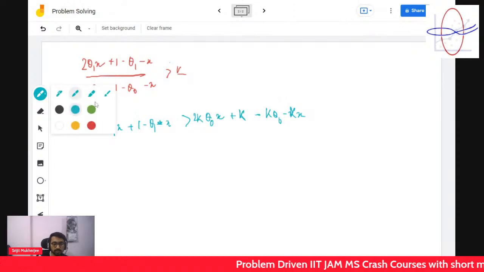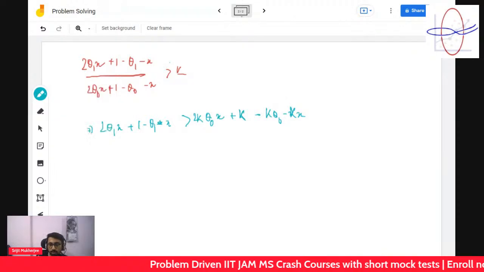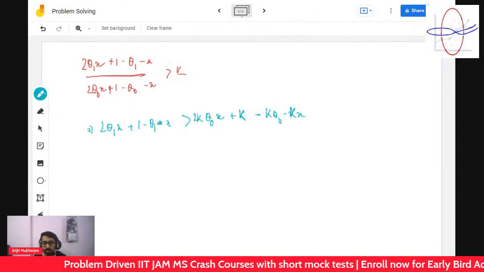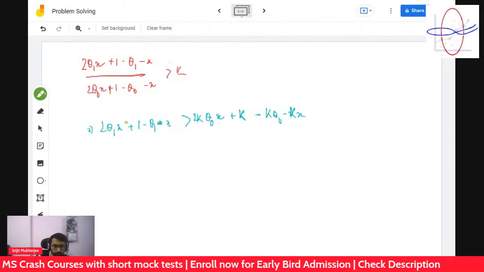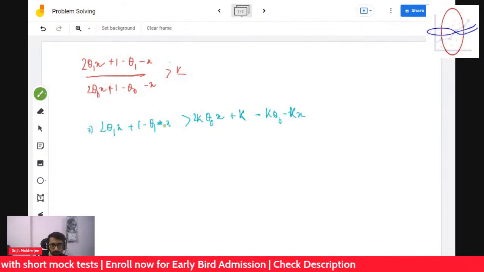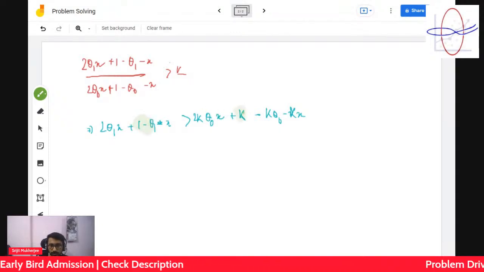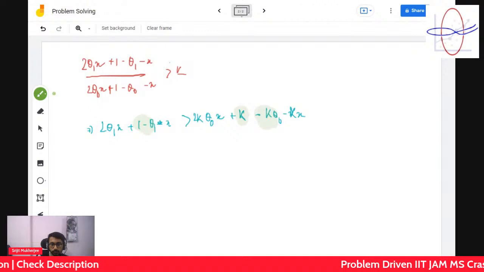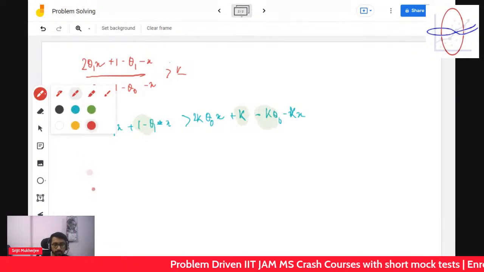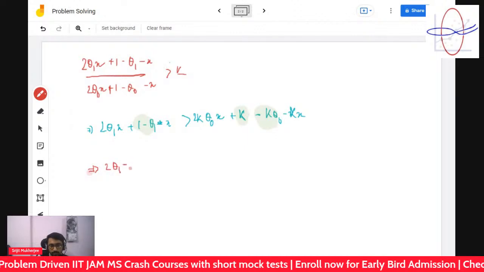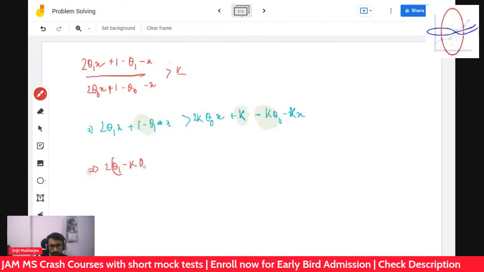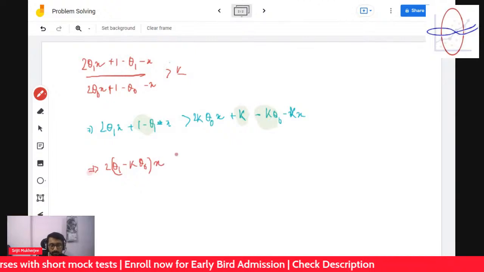Okay, so you understand these are all constants. You have to understand all these are constants, okay? Theta naught, theta 1s are all constant over here. Getting what I mean? So therefore understand this. This is constant, these are constant. This is constant. This is constant. So only the x terms will matter. So we get that twice theta 1 minus k theta times x.